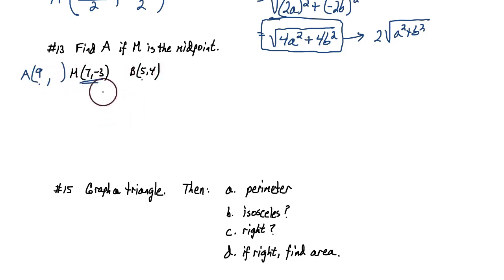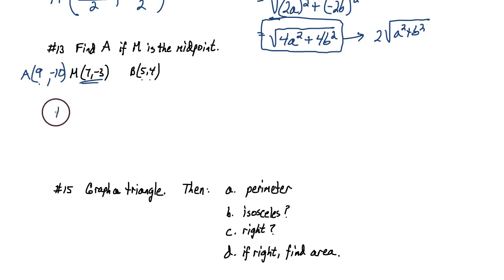Now let's figure out this missing y-coordinate. Negative 3 is in the middle between 4 and what unknown number? It would be negative 10. Well, what if you're not able to do that mentally? Then you can use the formula.